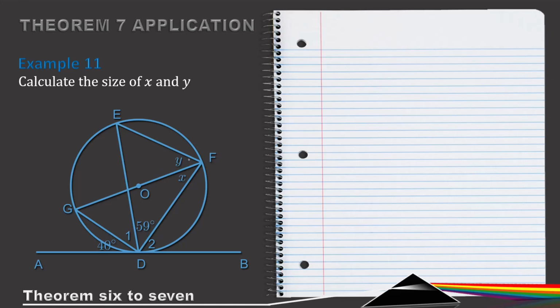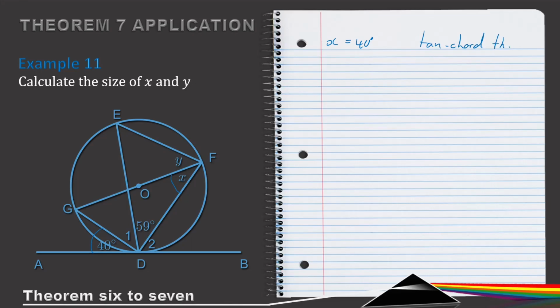Now, first of all, to find X, we can see this is our chord and this is our tangent. And then the angle that's being subtended is X, which means that X is equal to the 40 degree angle. So we've got X is equal to 40 degrees. And we've got the tan chord theorem.